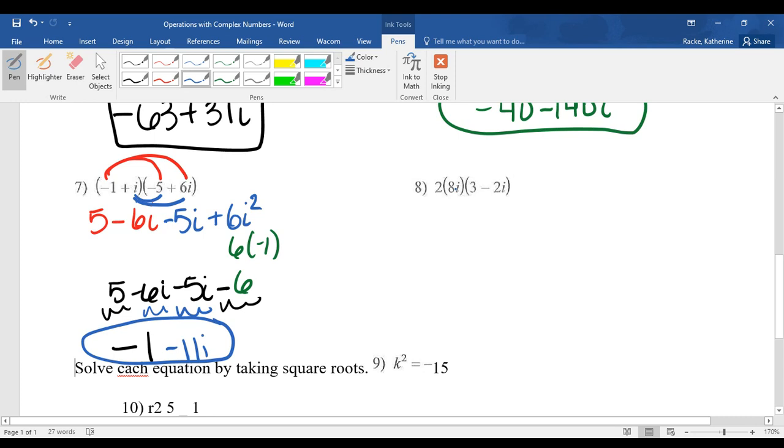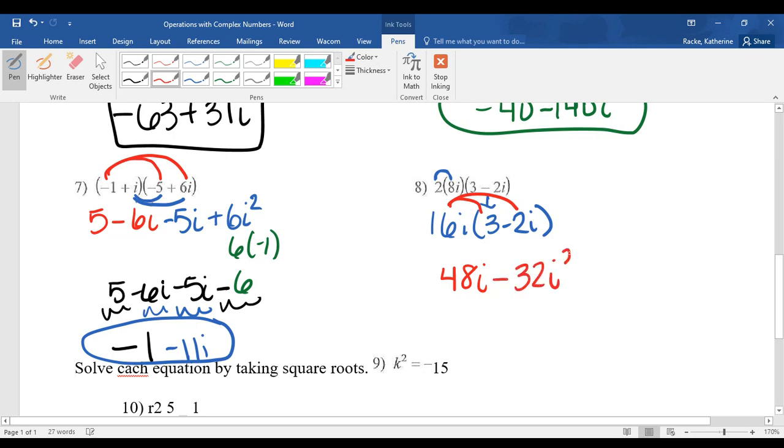All right, moving on to 8. Let's multiply these two in front. So 2 times 8i gives me 16i. Carry down that parentheses, and then I'm going to distribute that 16i through. 16i times 3 gives me 48i, and 16i times -2i gives me -32i squared. Again, I need to change my i squared right away to -1. So -32 times -1 will give me +32. So it would be 48i plus 32.